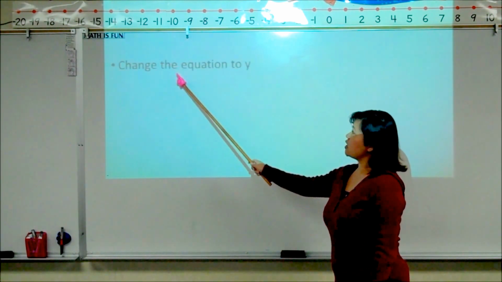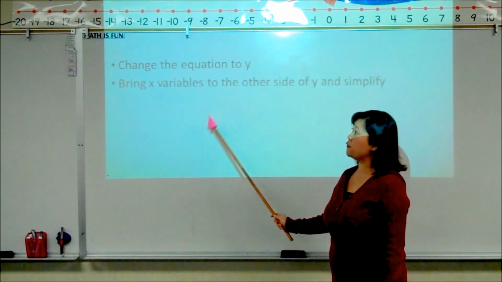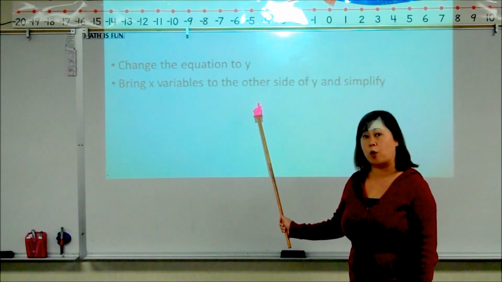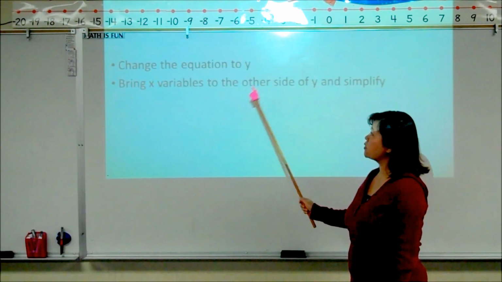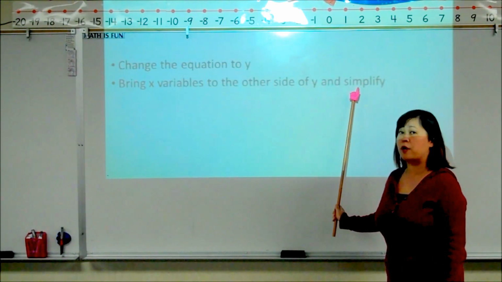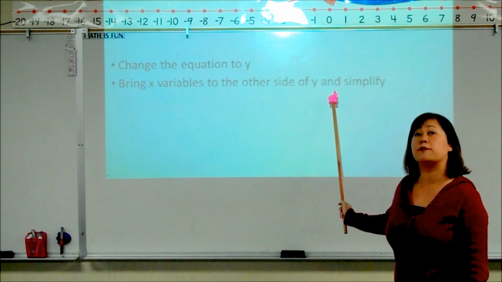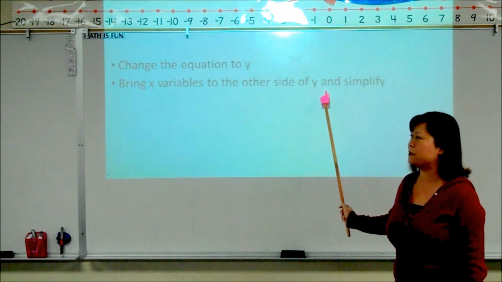So you need to change the equation to y. If you have a variable of x or also a constant on the same side as the y, make sure you bring it to the other side of the inequality. And also you want to simplify because you're going to have some fractions involved, so it's easier to graph if you can simplify that.